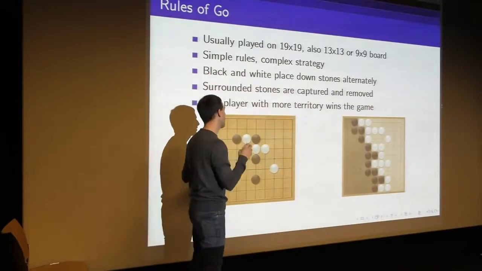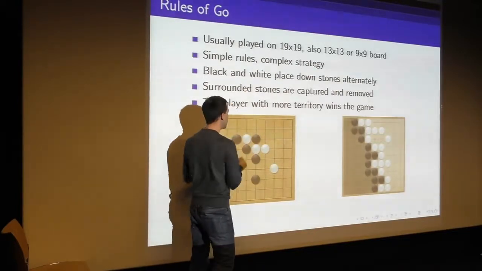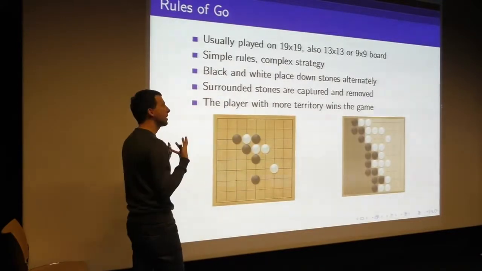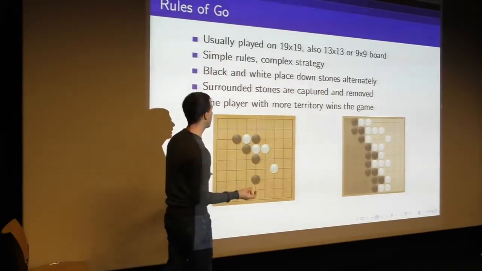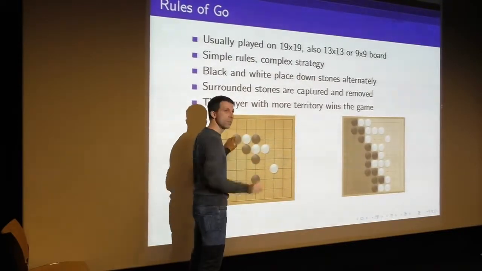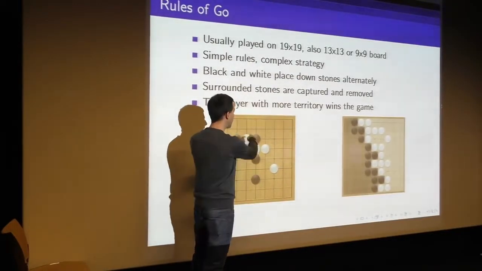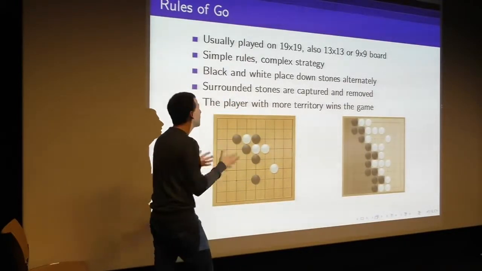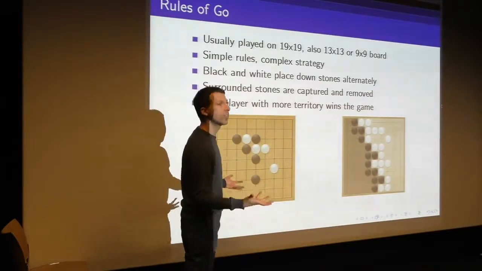And the idea is black and white take turns to place down a stone at some intersection. And there's basically two rules. The first rule is that if you completely surround a stone, then it gets captured and removed from the board. Or if you surround any contiguous block of stones, similarly they get captured and removed from the board. And at the end of the game, the player with more territory wins the game.